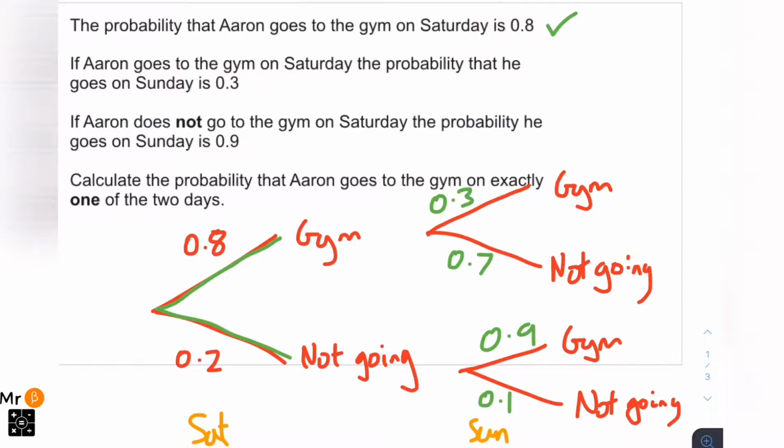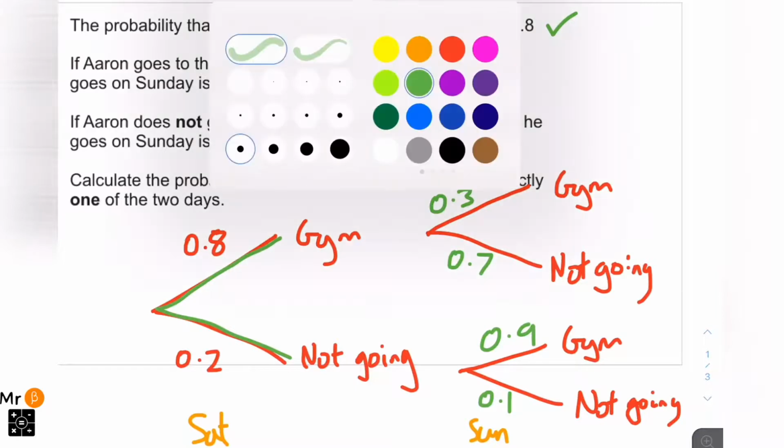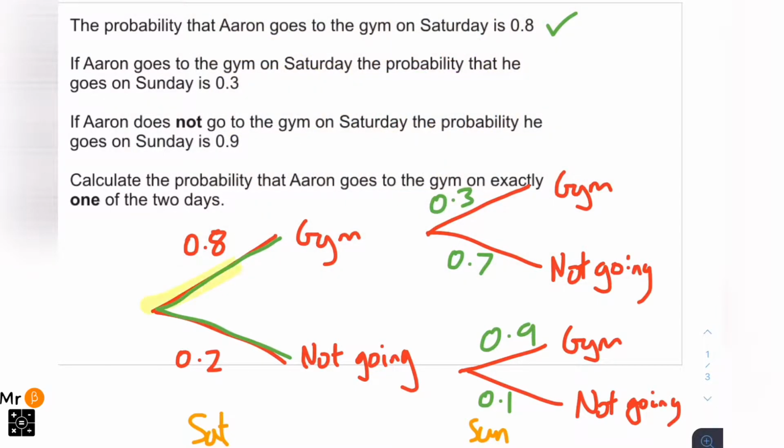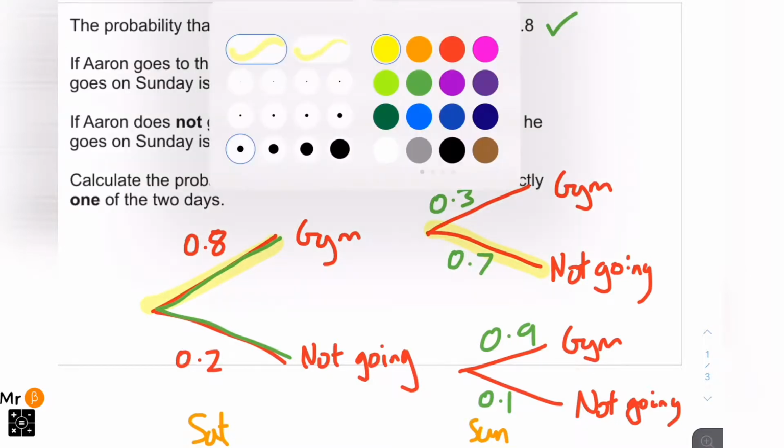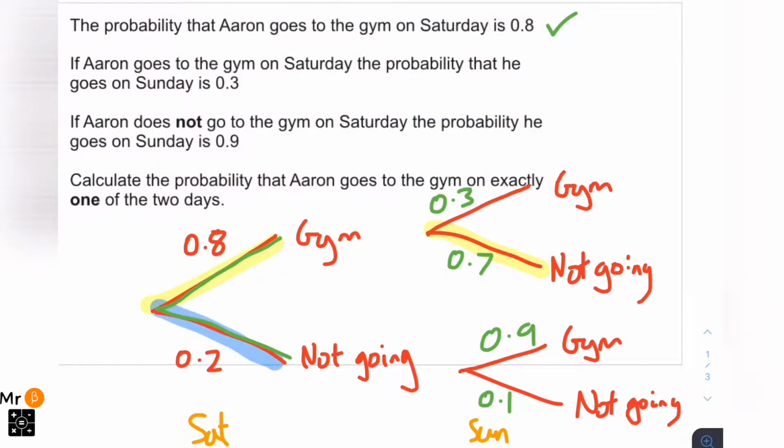I want you to calculate the probability that he goes on exactly one of the 2 days. Again, that means he would go to the gym on Saturday and not go on Sunday, or he could not go on Saturday and go on Sunday.